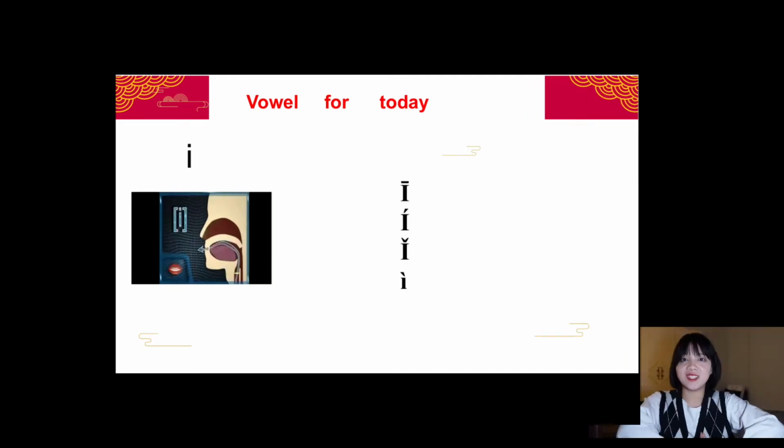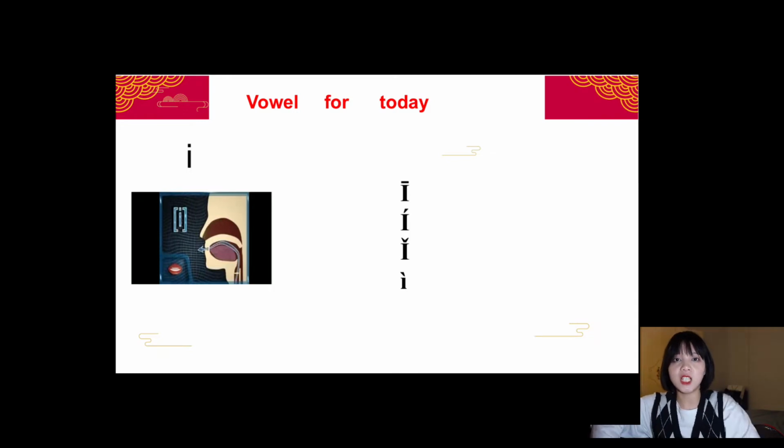The second one we're gonna learn today is this one. It's e, and then we put the tone sound on it. The first one, 第一声, goes like e. The second one, 第二声, goes like e. Third tone goes like e. The last tone goes like e. Okay, again. E, e, e, e.